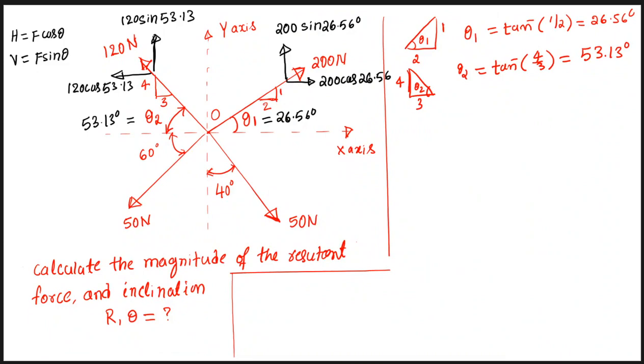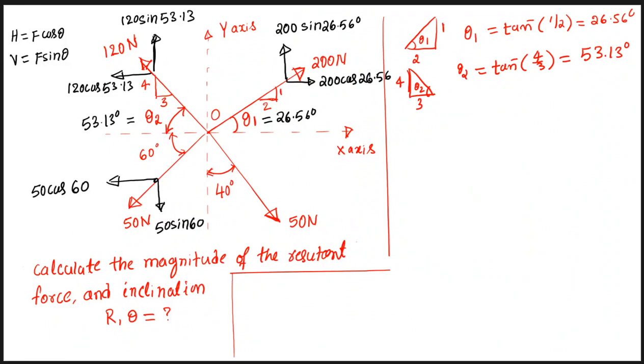Now resolve this 50 Newton force, which is acting in the third quadrant, into its two components, vertical and horizontal. Here also theta is given with respect to the horizontal direction. Therefore, the horizontal component is F cos theta, so 50 cos 60 degrees. Similarly, the vertical component is F sin theta, so F is 50 sin 60 degrees.